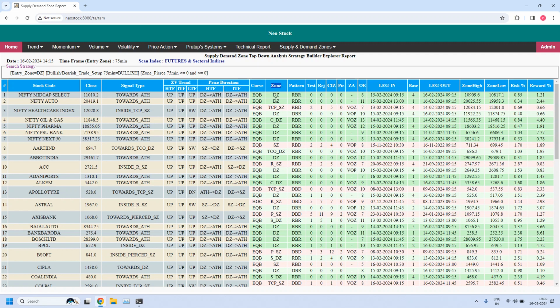If you look into the column zone, the DZ and SZ are normal zones. The S underscore DZ and R underscore SZ are high liquidity zones. There are two more, one is counter trend related, that is TCP underscore, that is also high liquidity, and C underscore is also high liquidity. But in 75 minutes time frame, S underscore DZ and R underscore SZ are more powerful, as well as on daily, 75 minutes and even below time frames.